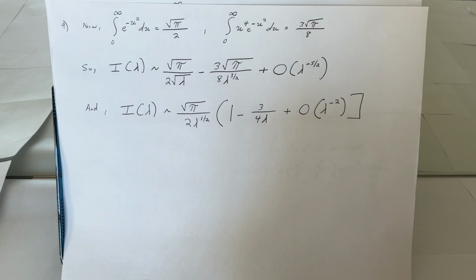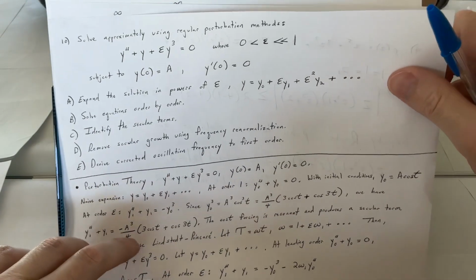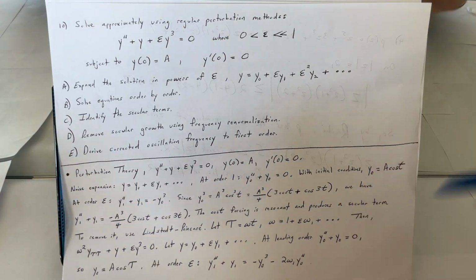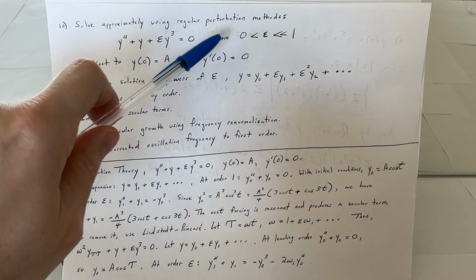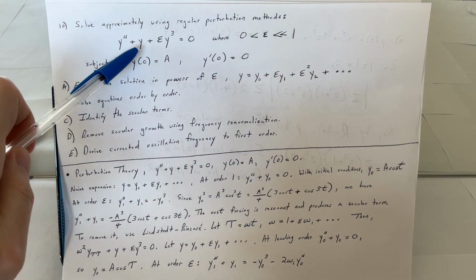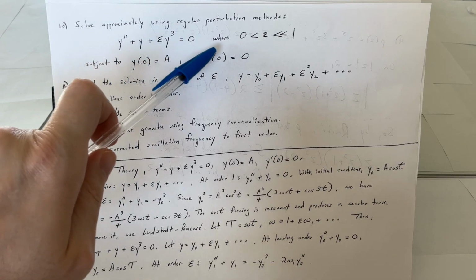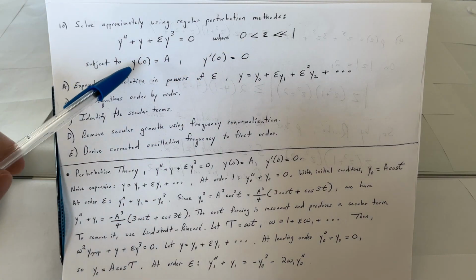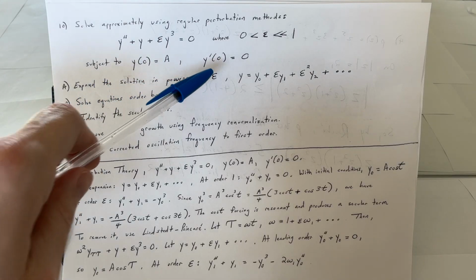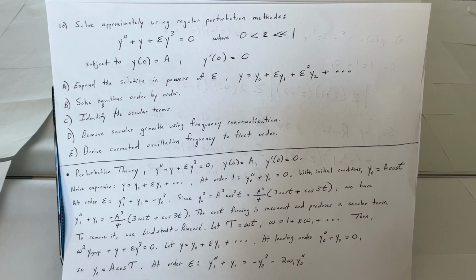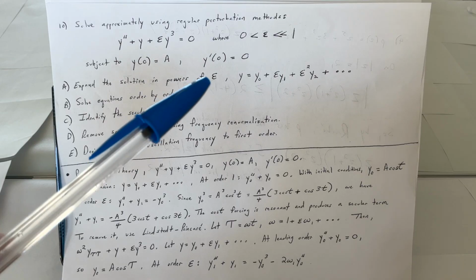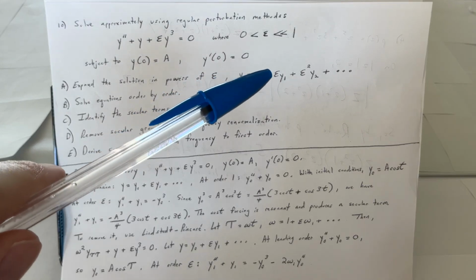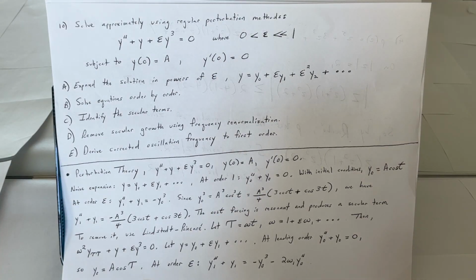Moving along to number 10. Solve approximately using regular perturbation methods: y double prime plus y plus epsilon y cubed equals 0, where 0 is less than epsilon much less than 1, subject to y of 0 equals a and y prime of 0 equals 0. Part A, expand the solution in powers of epsilon: y equals y naught plus epsilon y sub 1 plus epsilon squared y sub 2 and so on.